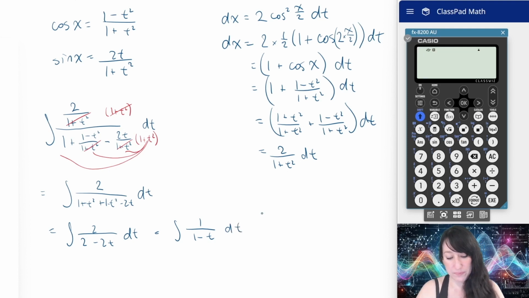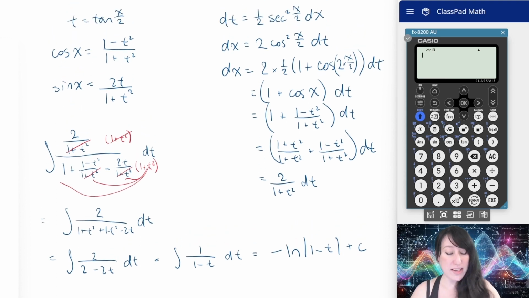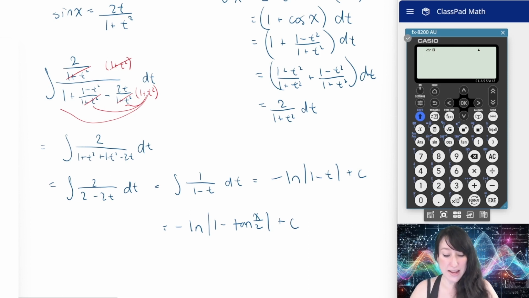So this will equal the negative of ln of 1 minus t plus c. Now we still need to substitute back in so that our answer is in terms of x. And t was tan of x over 2. So our answer is negative ln of the absolute value of 1 minus tan of x over 2 plus c.